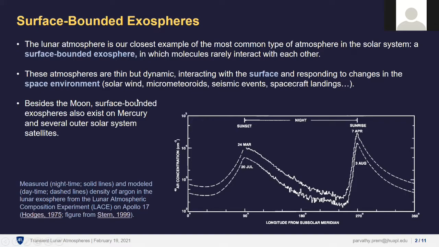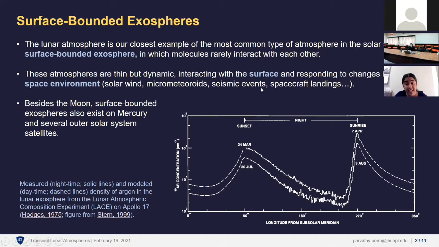So changes in the solar wind flux, in the micrometeoroid flux to the surface, seismic activity, even spacecraft landings, all of these things can change an atmosphere that's so thin in observable and interesting ways. Other than the moon, our next closest example of a surface-bounded exosphere is on the innermost planet, Mercury. There are also several outer solar system satellites, the moons of Jupiter and Saturn, which have atmospheres that are similar in some ways, but also different in other interesting ways. And the moon is the closest place where we can go to study this kind of atmosphere.